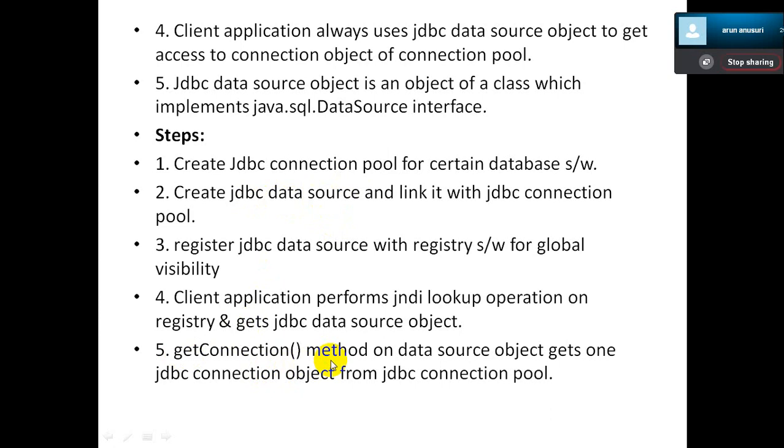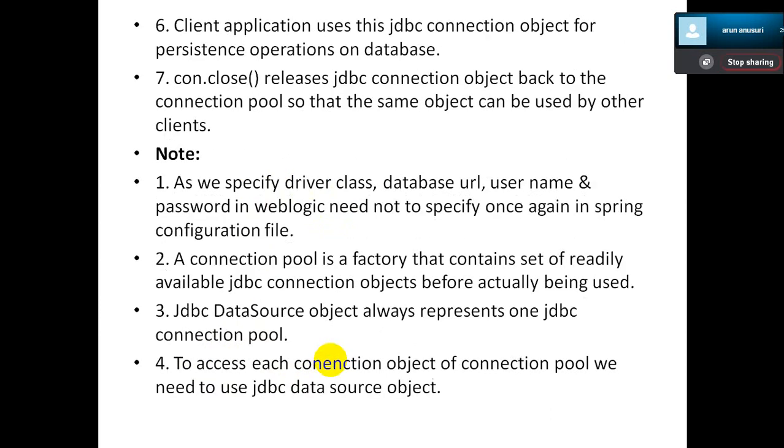The client application uses this connection object for persistence operations on the database. So we can do whatever business logic we want. Once we get the connection object, we need to call connection.close. Here, if we are using a connection pool, connection.close doesn't actually close the connection to the database, but it returns the connection back to the connection pool.